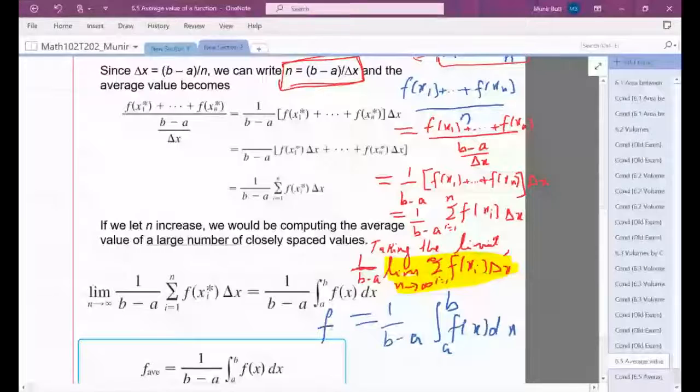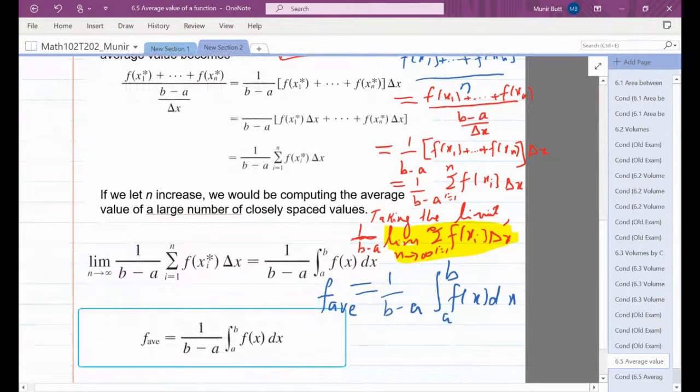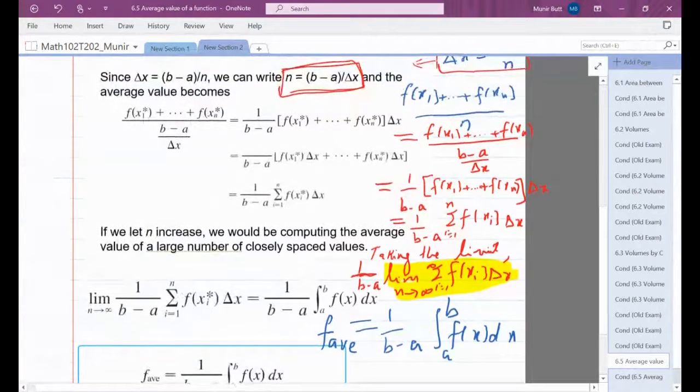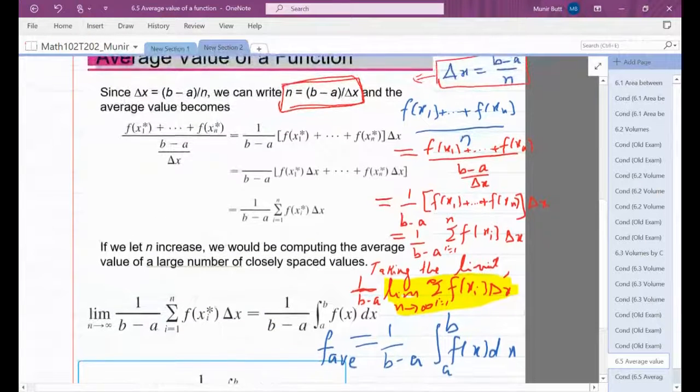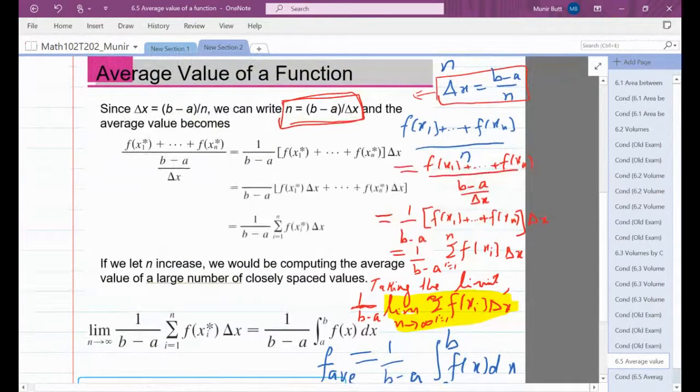And this is the average, which we write as f ave. So this is the formula for finding the average value of the function. So you see that we have developed the formula for calculating the average value. Is there any question? Is it clear?